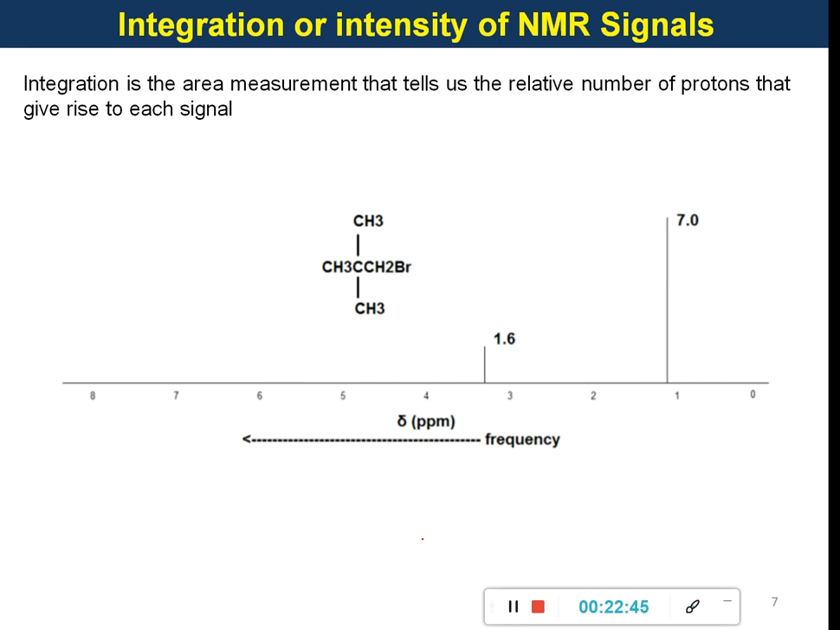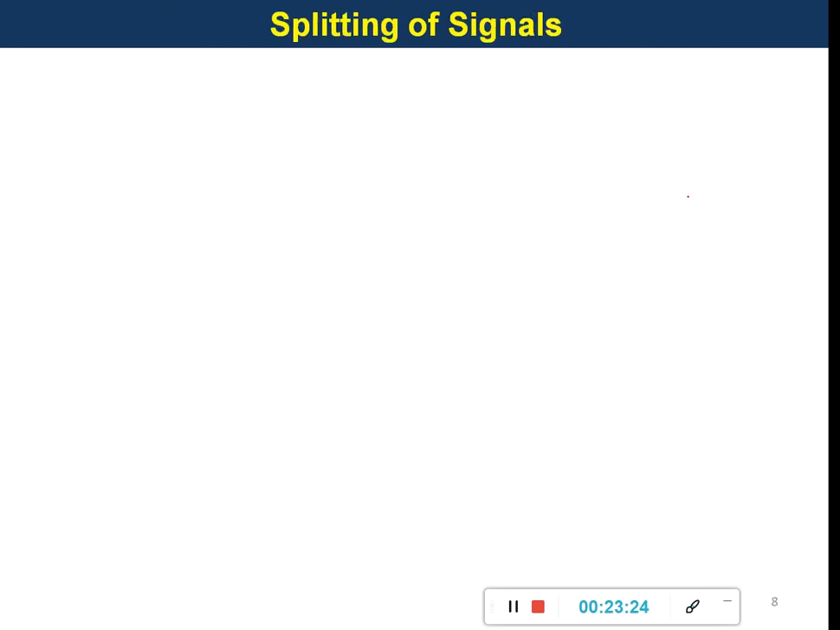So, next one is integration or intensity of NMR signals. Integration is the area measurement that tells us the relative number of protons that give rise to each signal. The area under each signal is proportional to the amount of radio energy and number of equivalent protons that give rise to that particular signal. The numbers do not always correspond to the exact or absolute number of protons. Instead, it tells us the relative number of equivalent protons.